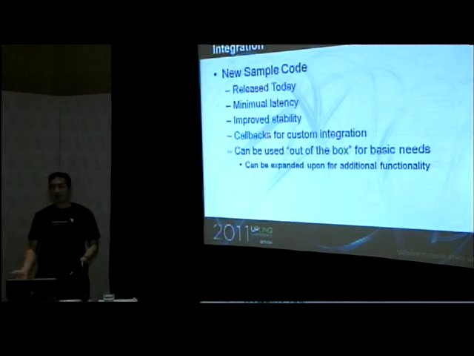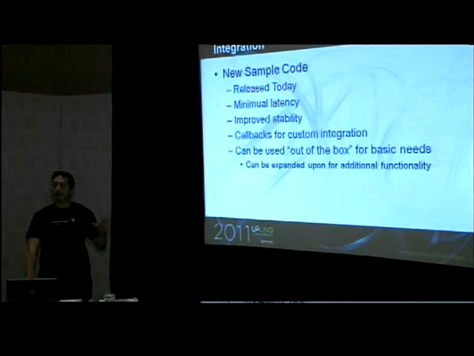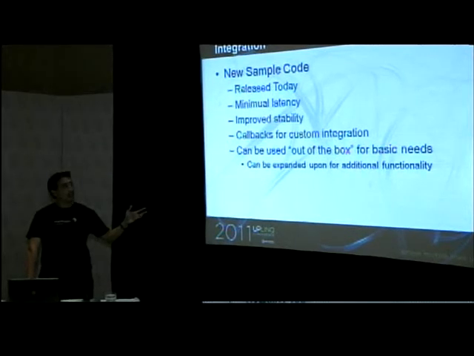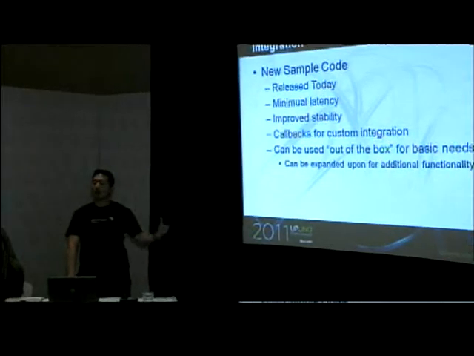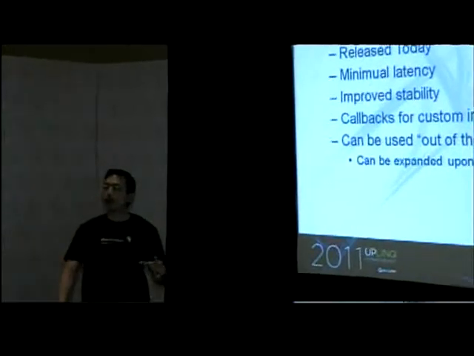So a new sample code was released this week, and it has minimal latency compared to the sample code that was previously up, and the stability is improved. We have the callbacks I discussed, and we had a sample code up back in February, and that was a good guide for being able to reference what we've done and replicate that in your own code.